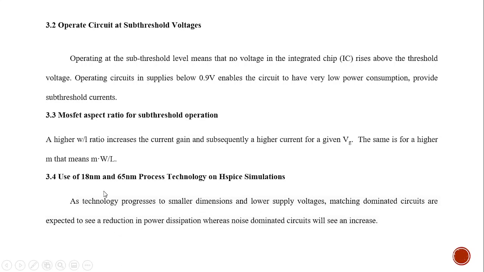It will definitely affect the whole process because as technology progresses to smaller dimensions and lower supply voltages, matching dominated circuits are expected to see a reduction in power dissipation, whereas noise dominated circuits will see an increase.